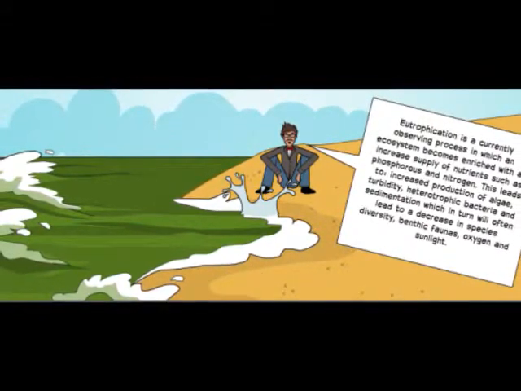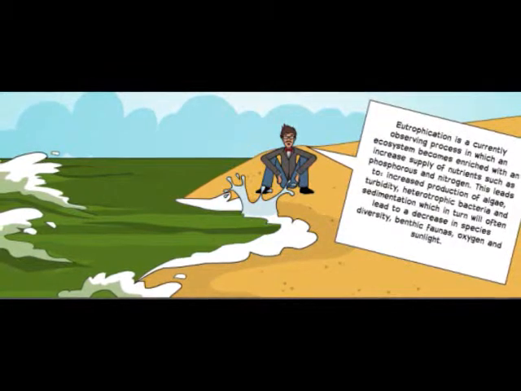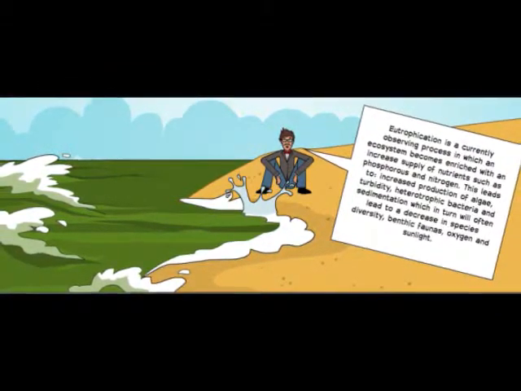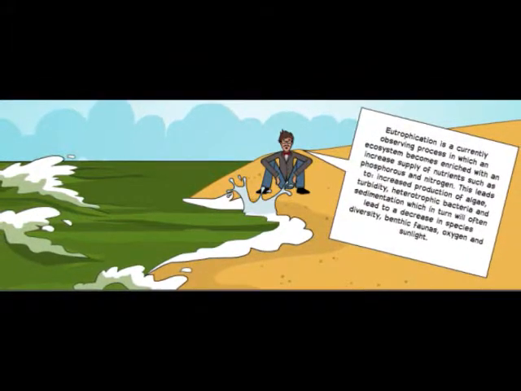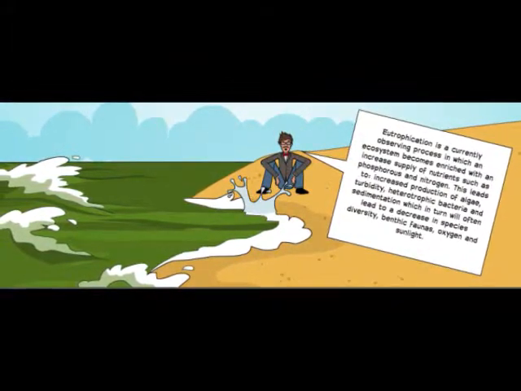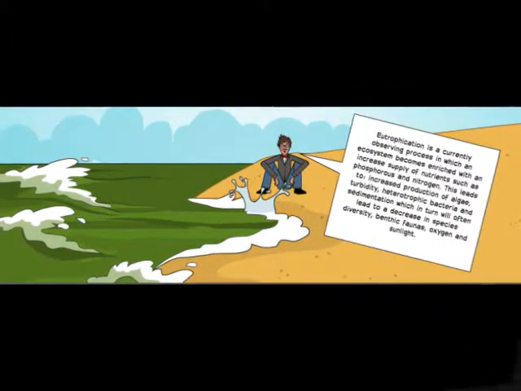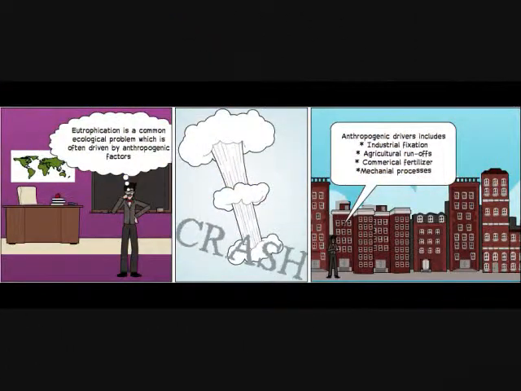The most common examples are the increased production of algae, turbidity, heterotrophic bacteria, and sedimentation, which in turn will often lead to a decrease in species diversity, benthic fauna, oxygen, and sunlight. Eutrophication is a common ecological problem which is driven by anthropogenic factors.